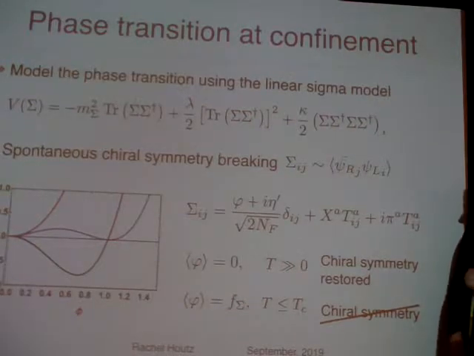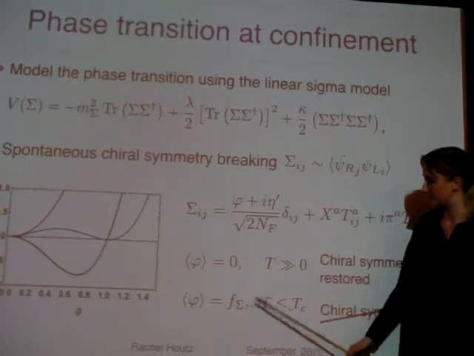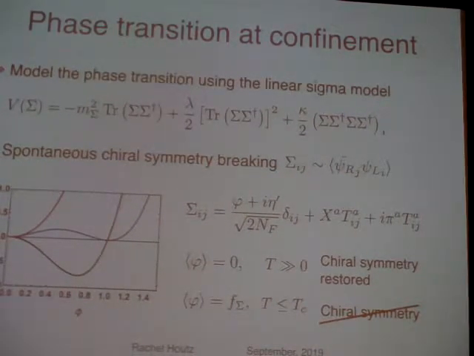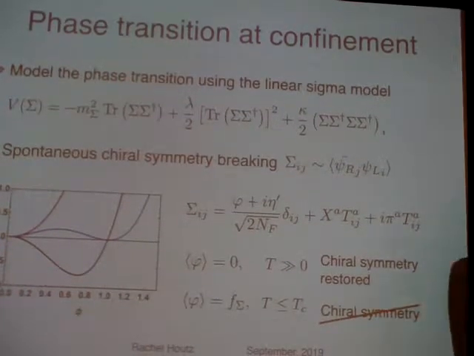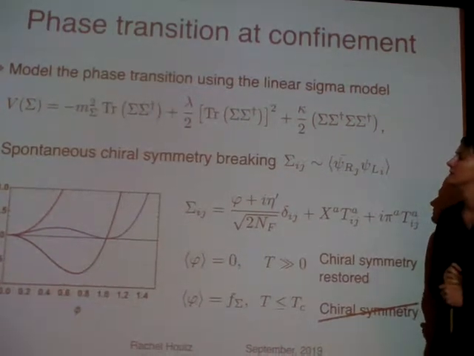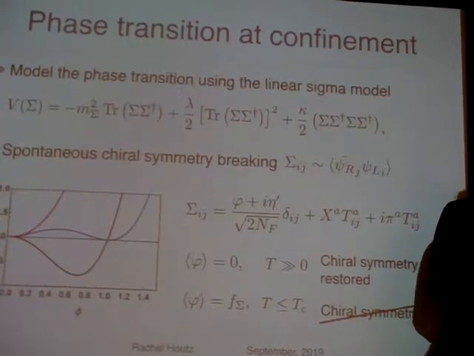And then when this guy doesn't have a VEV, you're in the symmetry preserving minimum, and when it gets a VEV, you're in the symmetry breaking minimum, since it's our order parameter of chiral symmetry breaking. So at temperatures below the critical temperature, chiral symmetry is broken, and this guy gets a VEV. Above the critical temperature, this symmetry is not broken, so it ends up at zero. And then the question is, what parameters should we choose for this model to model our gravitational wave signal?